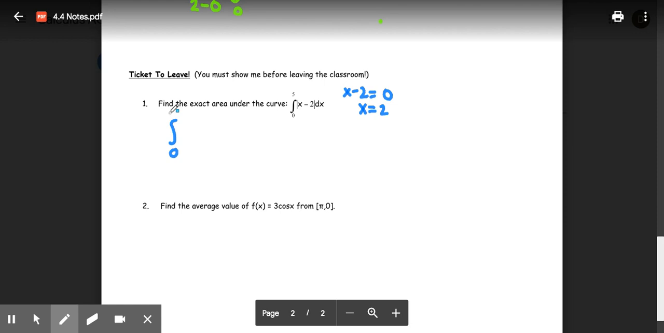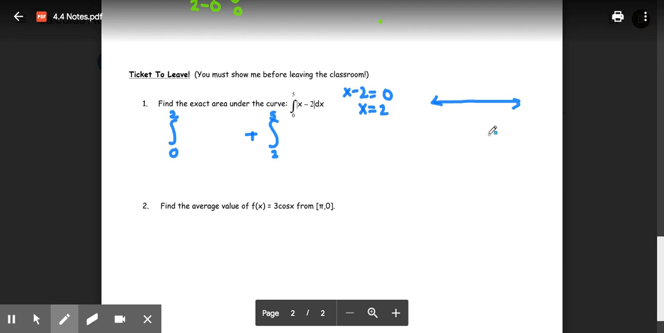So from 0 to 2, we'll fill in the rest later, plus, what's the next integral going to go from? What to what, do you think? 2 to 5. Yep, good, thank you. 2 to 5. And now we have to determine what equation goes into each integral.